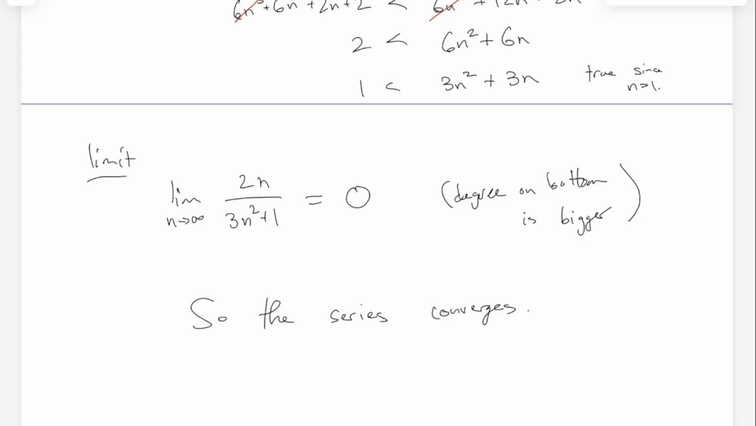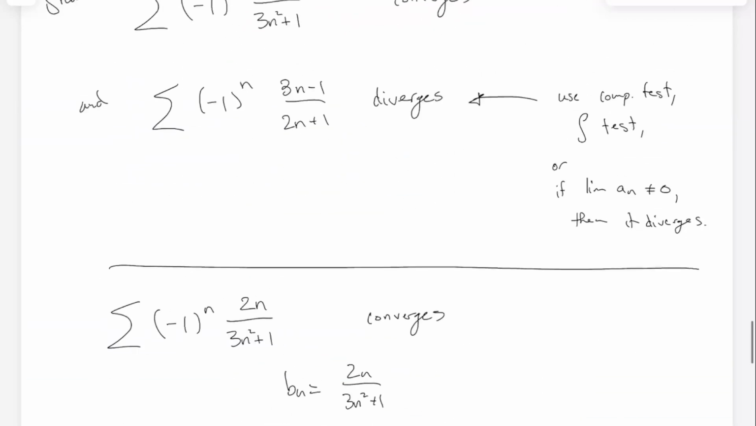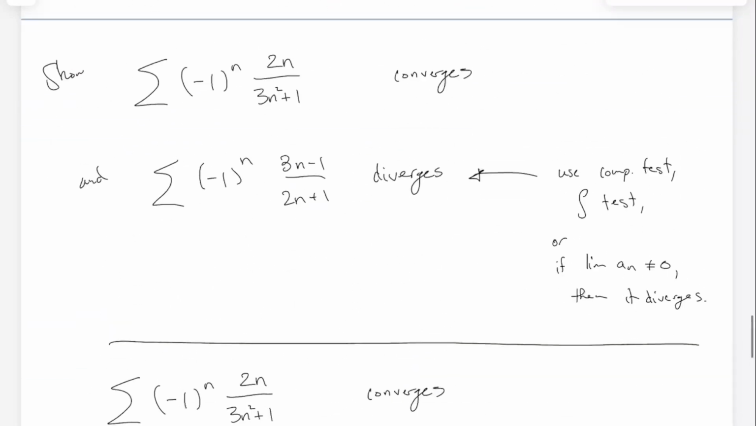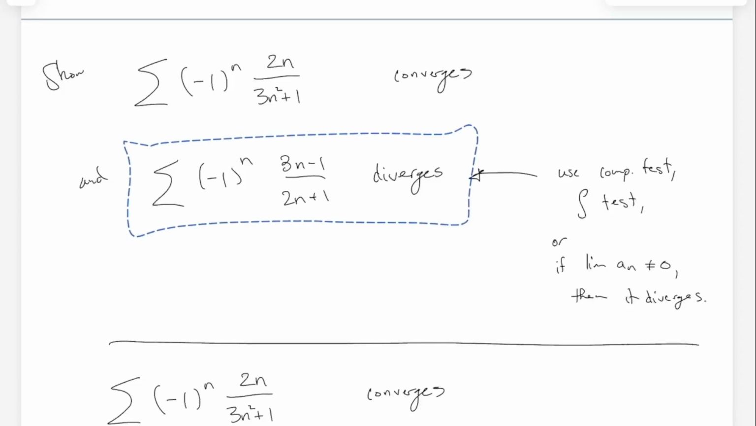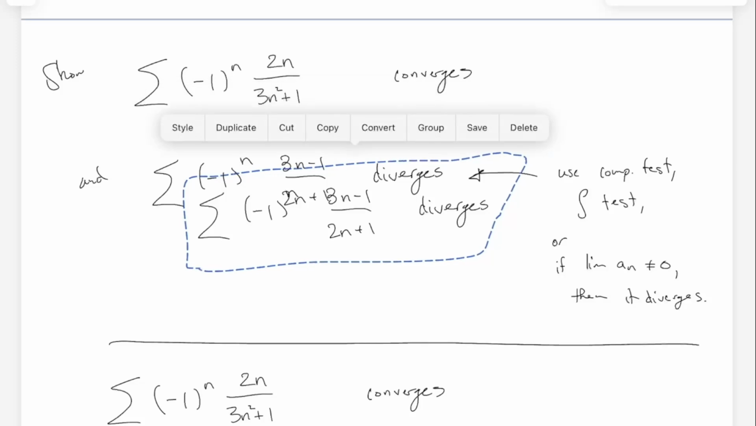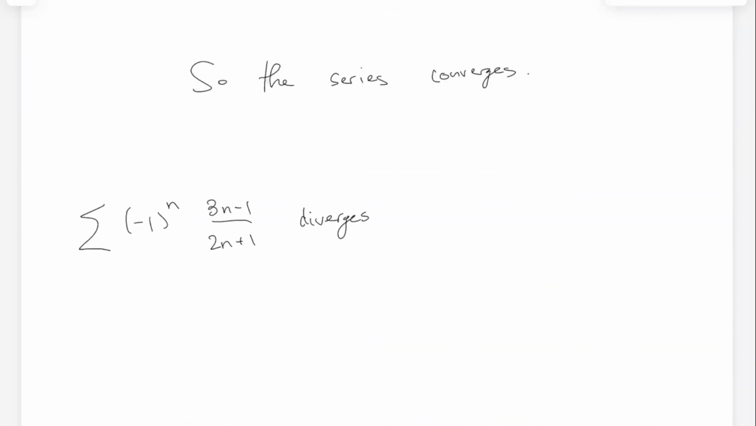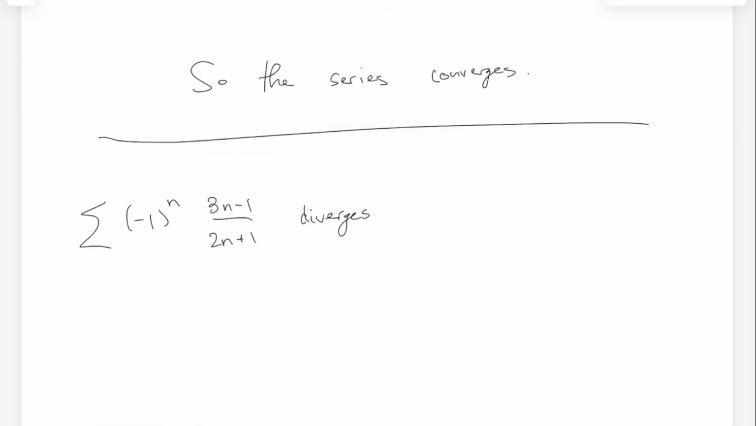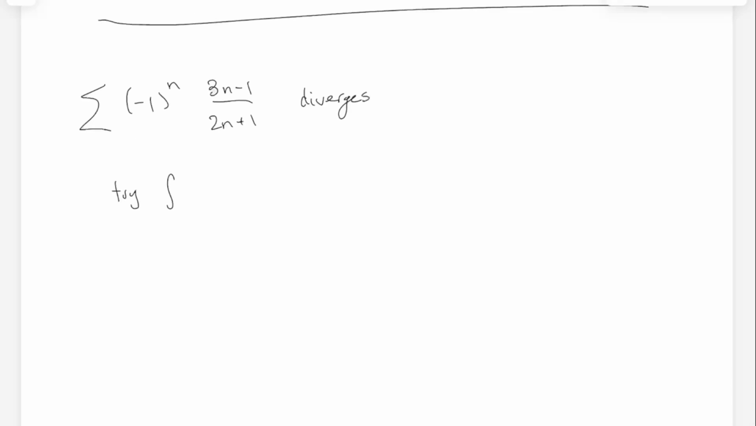Okay, can we talk about the other one? The other one was a bit out of nowhere, but just to demonstrate, remember that when you're trying to show something diverges, you cannot use the alternating series test. You have to just use some of our other tests. And actually, in this particular example, the integral test and the comparison test both are not appropriate. The reason is that if I try the integral test, it would turn into the integral from 1 to infinity of (-1)^x times (3x minus 1) over (2x plus 1) dx.